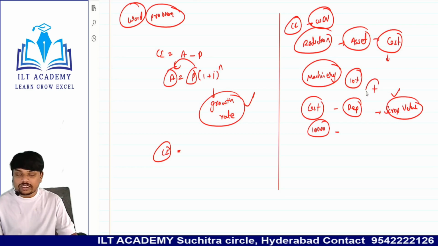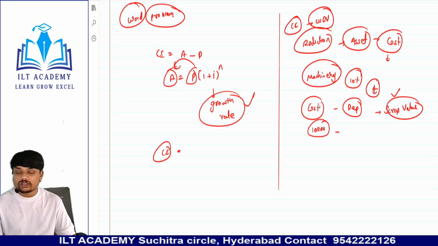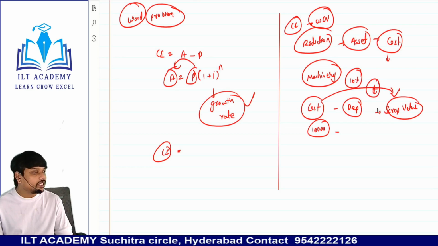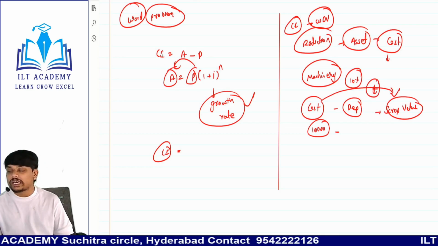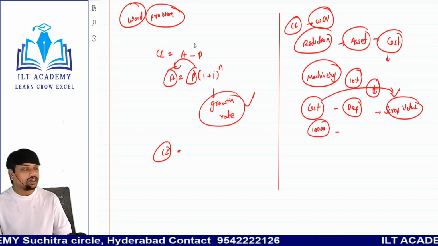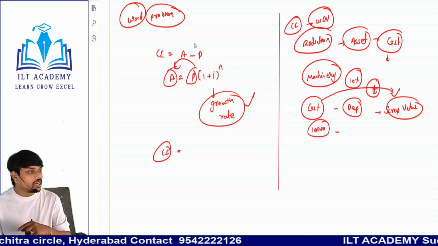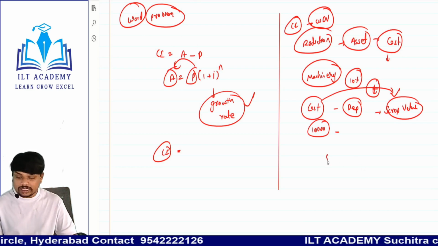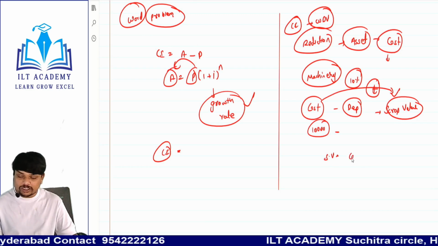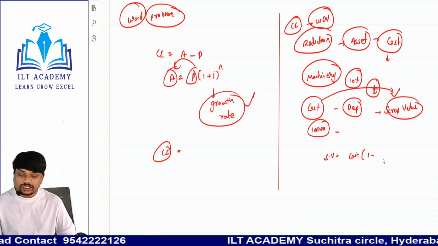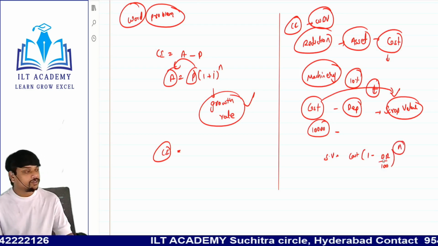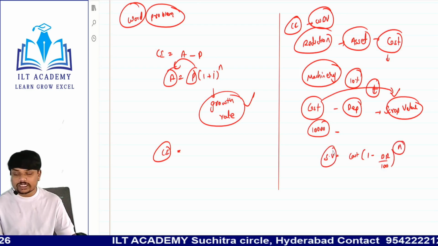So after a particular tenure of time, the cost is going to be converted into what? Scrap value. Here also, after a particular tenure of time, the principal is going to be turned into what? Amount. So here scrap value is equal to cost of machine into 1 minus depreciation rate upon 100 whole power n. This is the formula. Scrap value is equal to this.